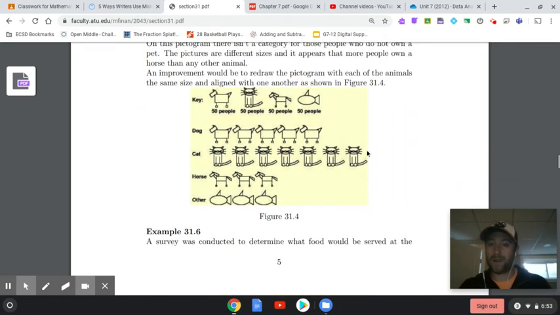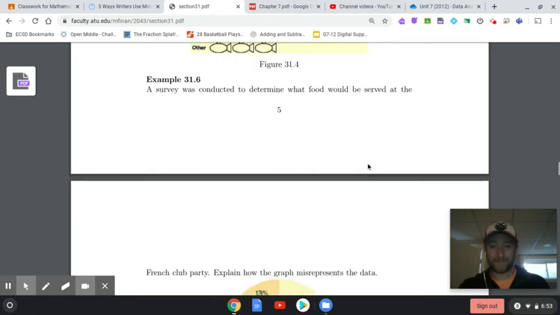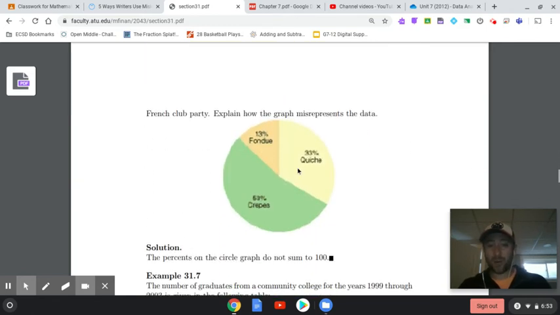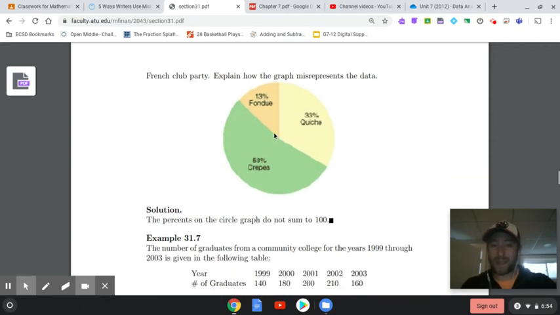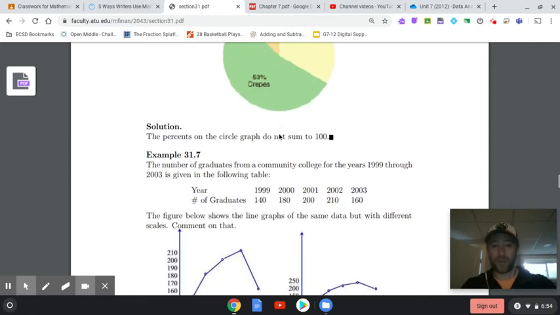Look at this one. Now the cat goes to the end. Fair. Pictographs all have to be the same size. It's about counting how many is for each of them. The next one here is showing a pie chart. Again, this is just like our situation from before. The percents don't equal 100, so it doesn't quite work. We need to make sure they equal 100.